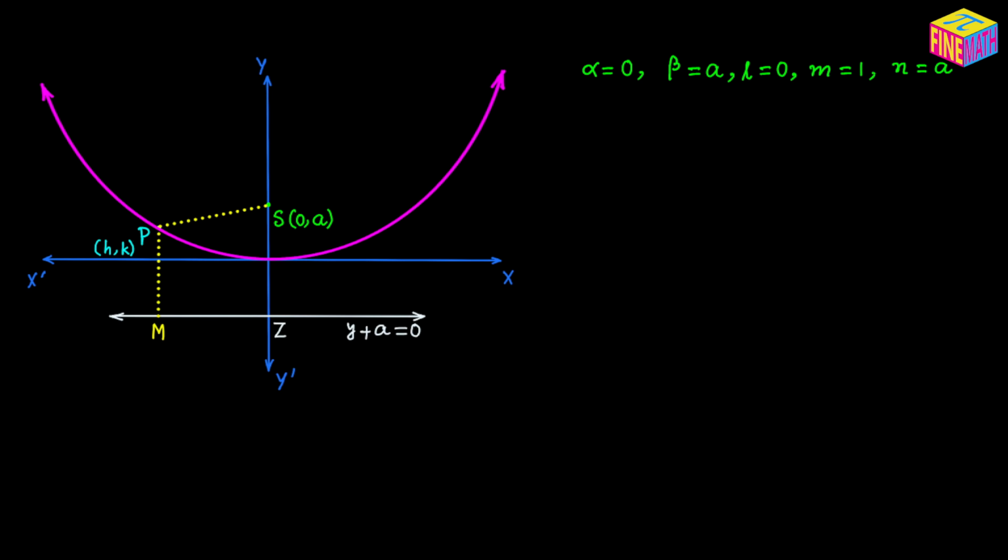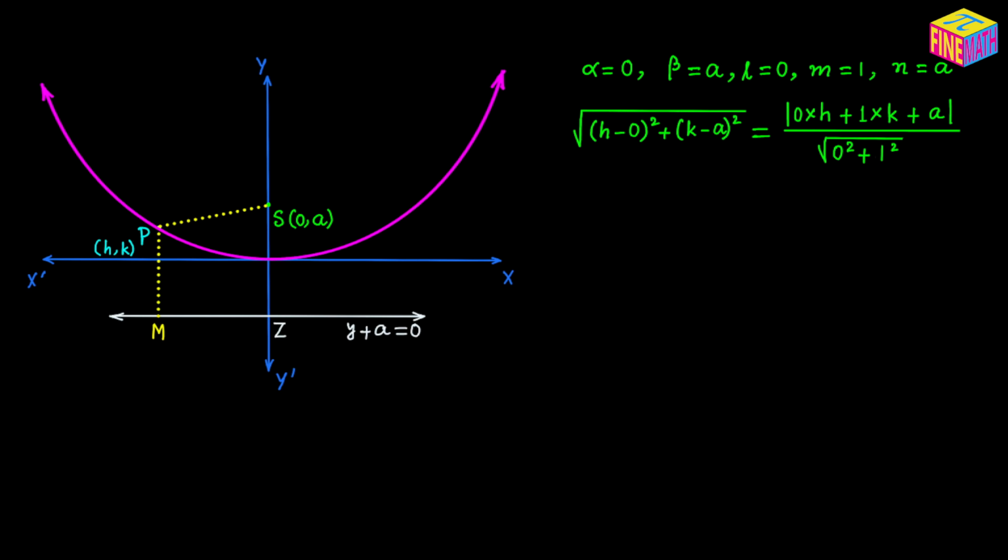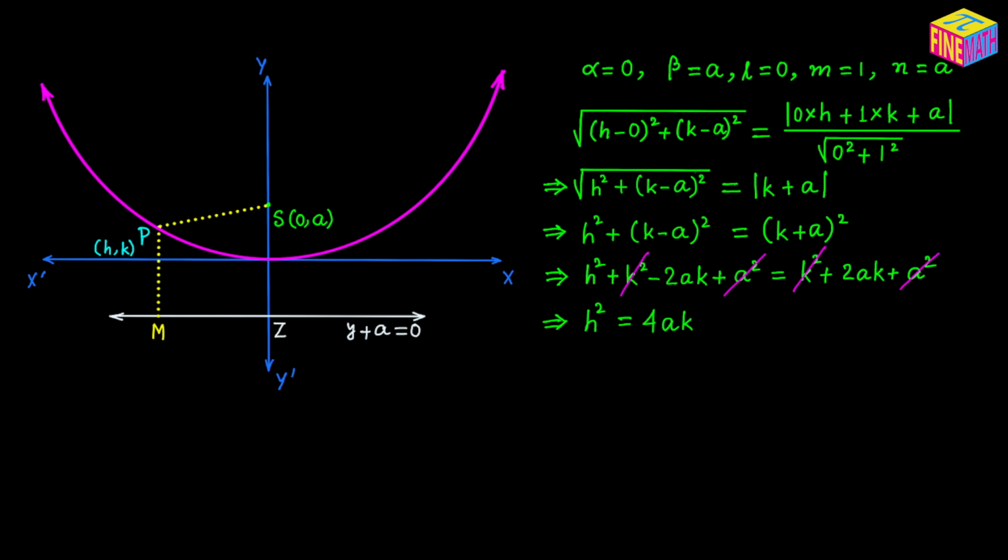And then I am going to do the same thing. I am going to plug in these values in the general equation of the parabola, and then I am going to simplify this in the exact same way. So let me write down the steps here, and ultimately we get h squared equals 4ak. Now let's replace h with x and k with y. So the equation can be written like this: x squared equals 4ay, and that is the equation of this particular standard parabola, which is also called the upward parabola.